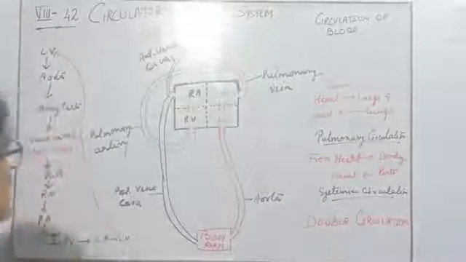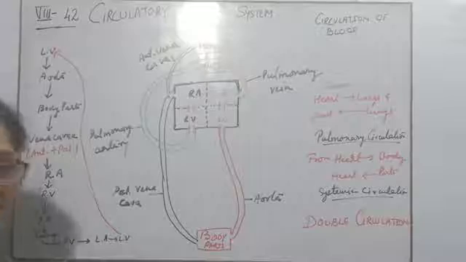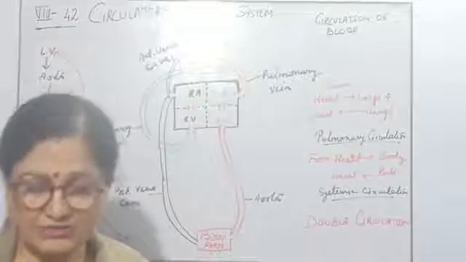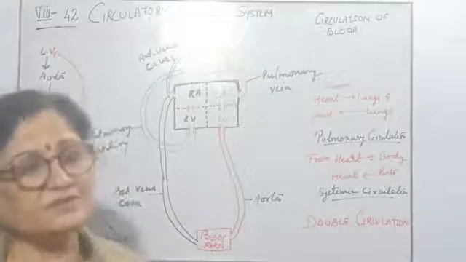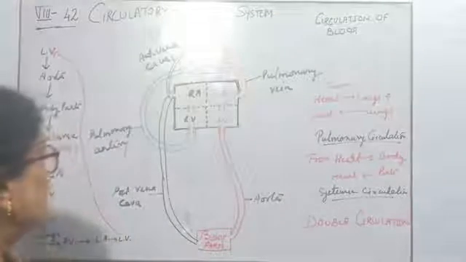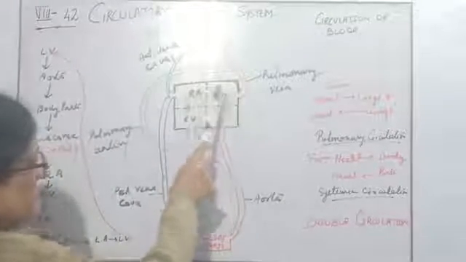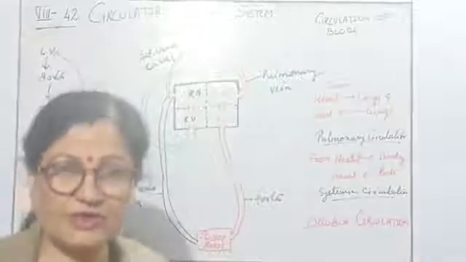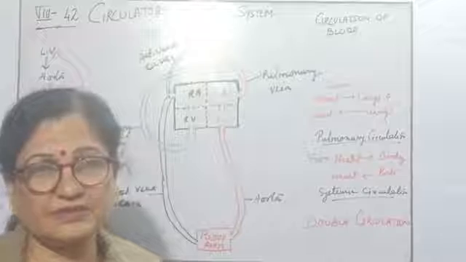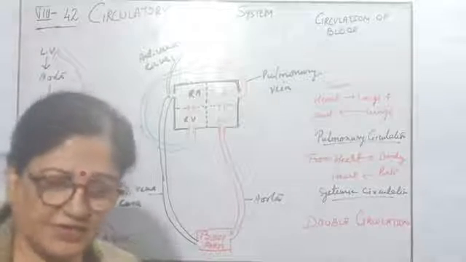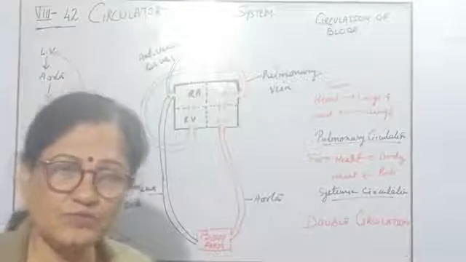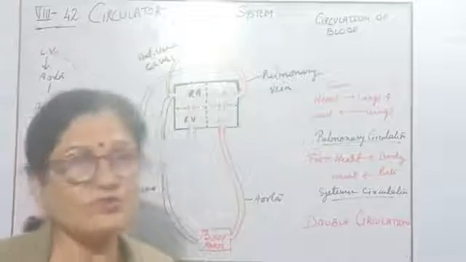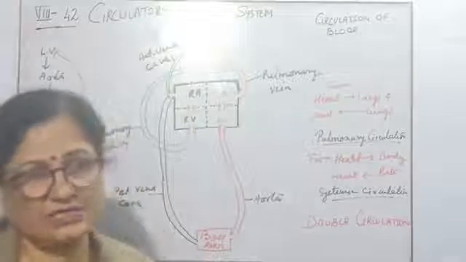So children, today, I have already discussed the structure of the heart and the valves present in the heart. So here you only have to understand the ray diagram, and according to the ray diagram how the blood can move, or how the blood is passing from where to where.